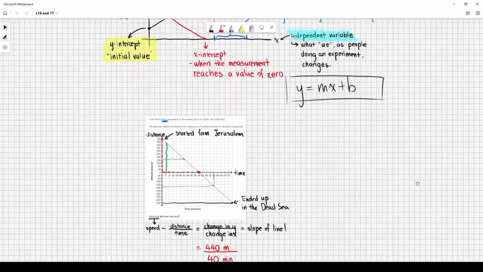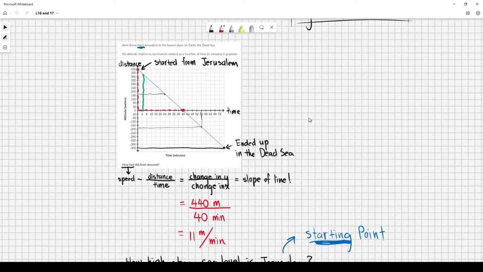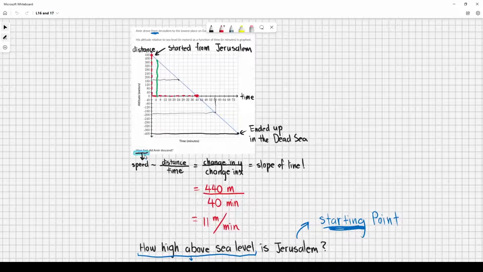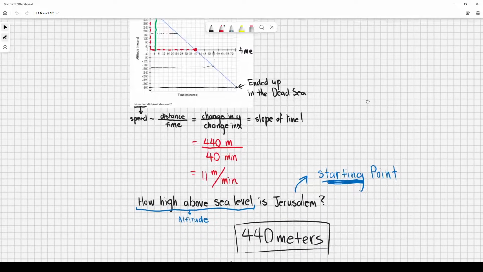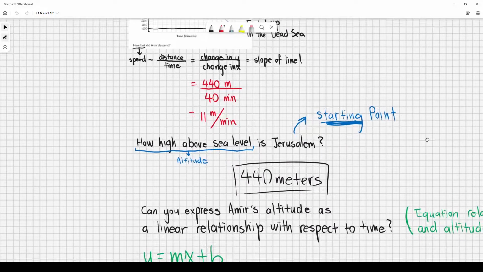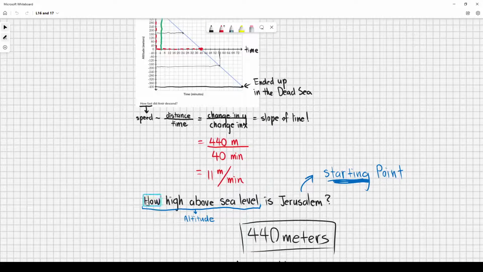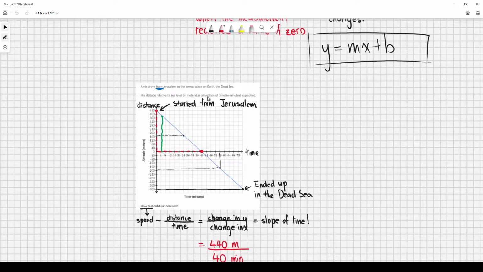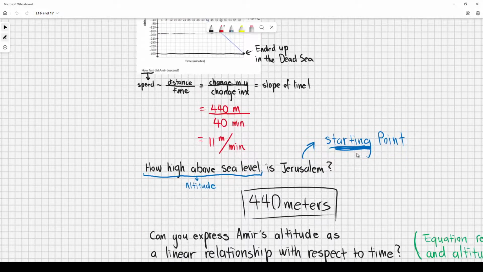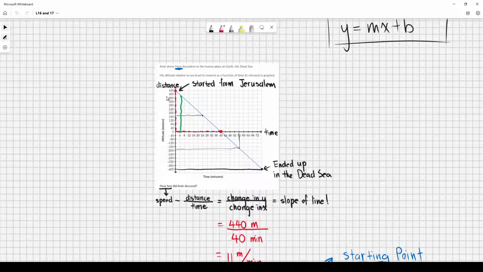And then last time we worked through an example. How fast, that's the speed, which is a rate of moving. So that is the slope. So you just find the slope, and that's how you usually find the speed from a graph. The second question was, how high above sea level is Jerusalem at the starting point? So starting point, that's your key here, and so that's the y-intercept.